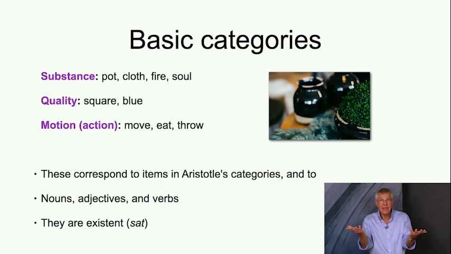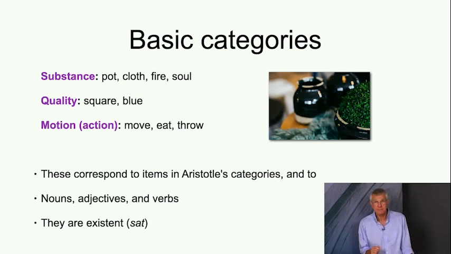And grammatically, they correspond to very simple categories: substance, pot, cloth, fire, soul. They're nouns or noun phrases. And then qualities, square or blue, they are adjectives. Then motions like move, eat, or throw, they are verbs. And so we've got the basic categories of language here: nouns, adjectives, verbs. Those things are existent. In the Sanskrit, it's simply sat. They are existent. They are the kinds of being. They are the three fundamental kinds of things that exist.